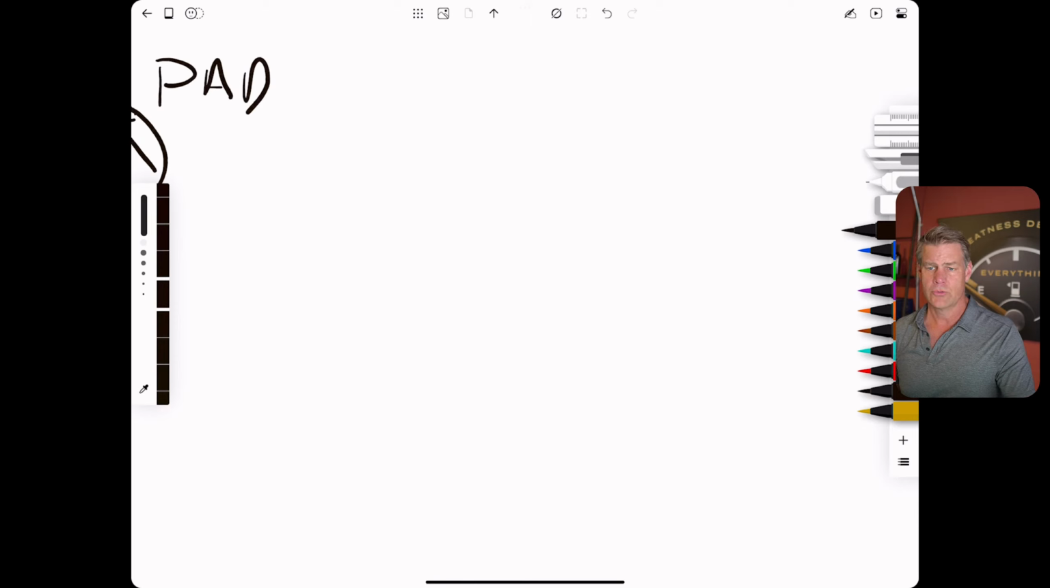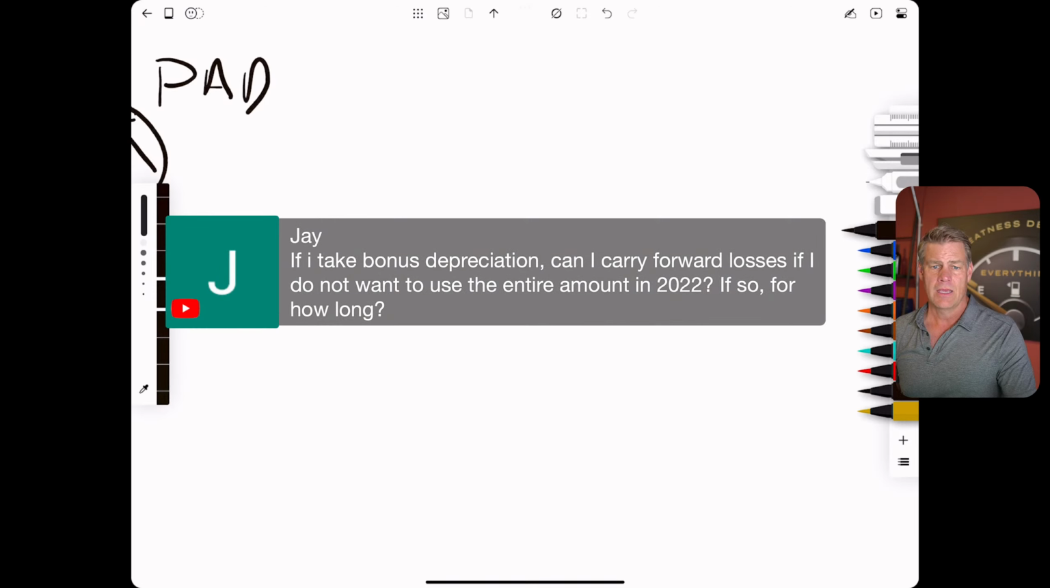All right. Where are we? Jay: if I want to take bonus depreciation, can I carry forward the losses if I don't want to use the entire amount in 2022? And yes, you can. And it's indefinite, Jay. You can carry forward those losses indefinitely.